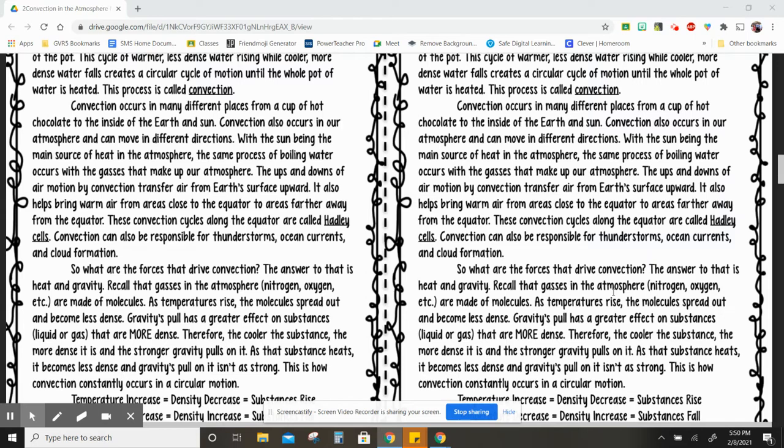So what are the forces that drive convection? The answer to that is heat and gravity. Remember, we talked about the two forces. One was heat through convection, and then gravity being the one that pulls down more dense objects.